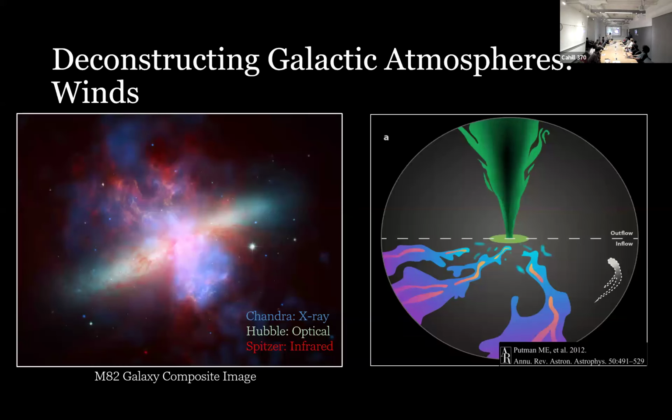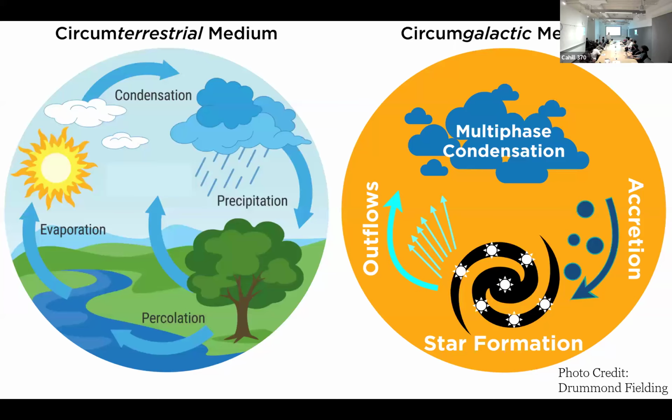And under this picture, thinking of the CGM as a galactic atmosphere serves as more than simply a useful analogy, but also reflects a deeper ecological relationship that the CGM has with its surrounding galaxies. And just like with any ecological system, small changes to one aspect can have far-reaching implications down the road.